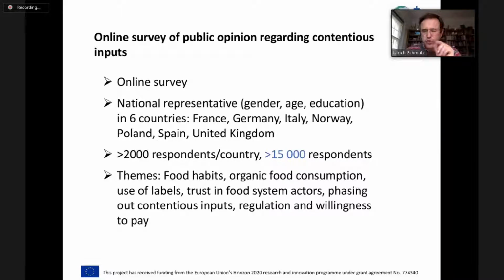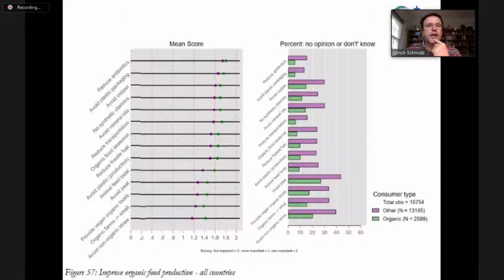And I'm only showing you now the kind of things which are interesting for pest control. So we looked at everything in terms of the results, and just the three bigs. What are the big things consumers are concerned about? Reduce antibiotics, avoid, we asked other questions as well just to see where we are at, avoid plastic packaging. That's a big thing as well. But number 3 is already avoid copper.